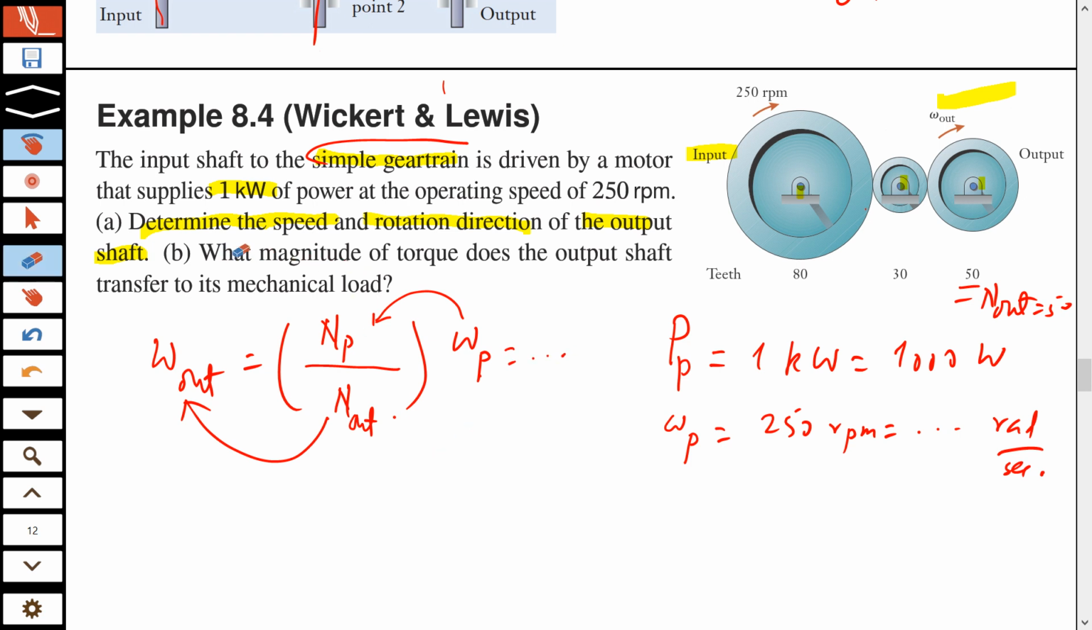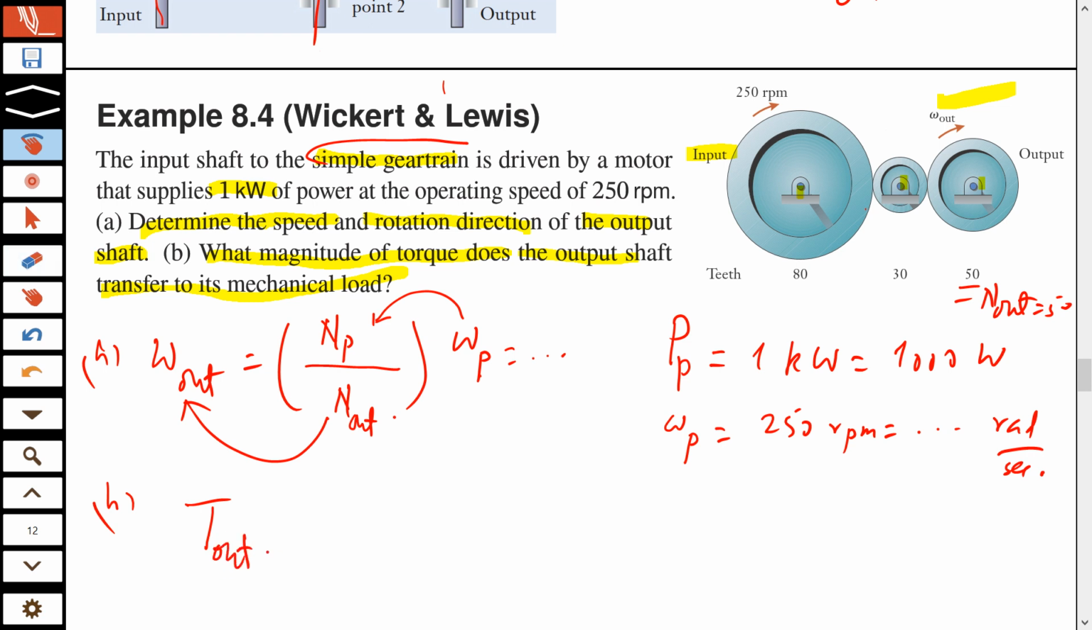Now, this is part A. In part B, you are asked, what magnitude of the torque does the output shaft transfer to its mechanical load? So you need to calculate the torque load, or torque output, sorry.